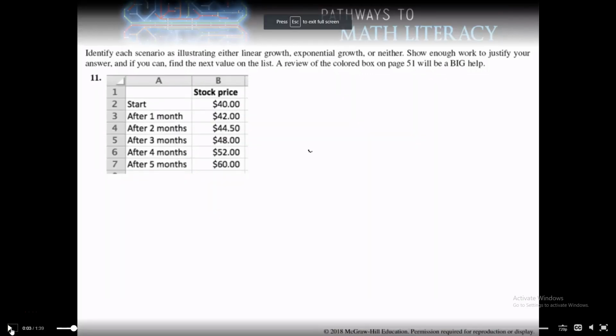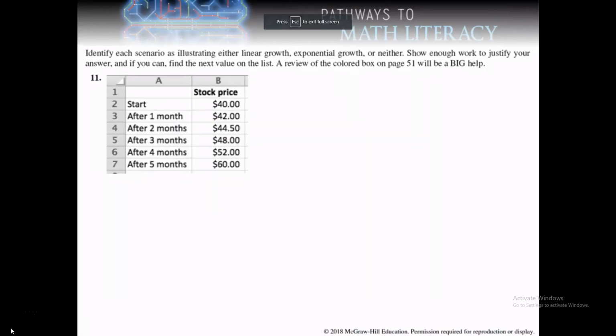This is another scenario that we're checking for linear growth, exponential growth, or neither. So I'll start out by checking for linear growth. If I look at the first two entries, the value increases by $2. Does that pattern continue? If I add $2 to 42, do I get the next entry in the table? No, I do not. So this one is not linear.